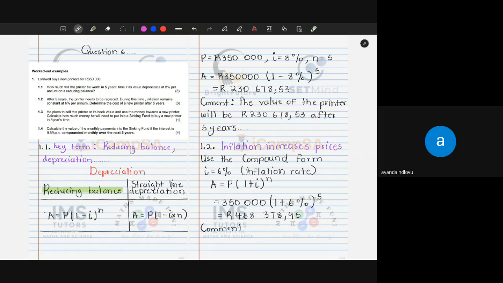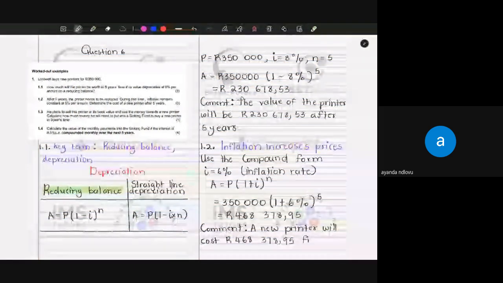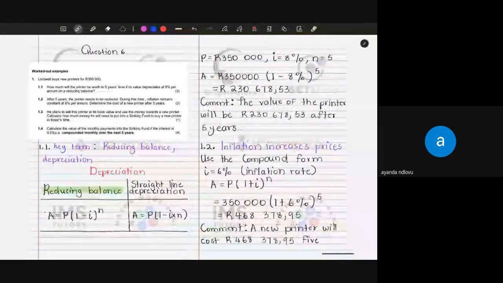So comment: a new printer will cost 468,378.95 rands 5 years later.